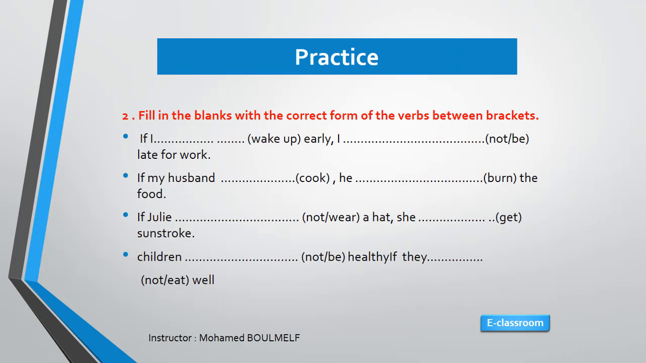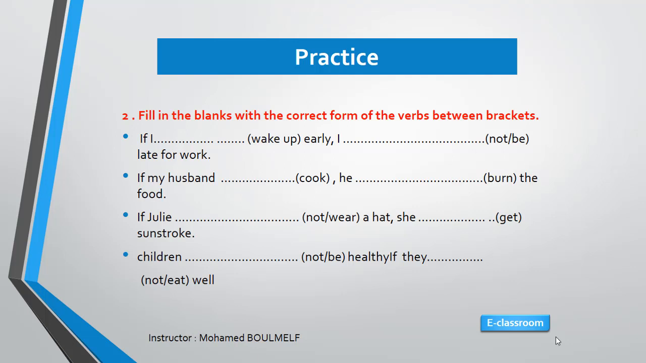Let's go to practice number 2. Fill in the blanks with the correct form of the verbs between brackets. So here what you have to do is to put the first part in the past perfect, and for the second part you need to put would or could plus have, that is necessary, and the past participle of the main verb. Again, you can pause the video so that you can do the exercise, and we're going to do the correction later on.